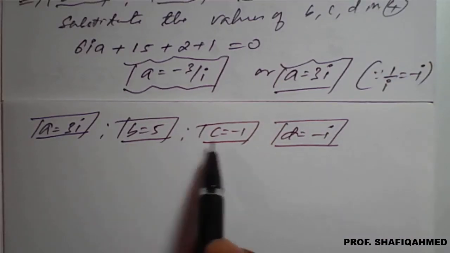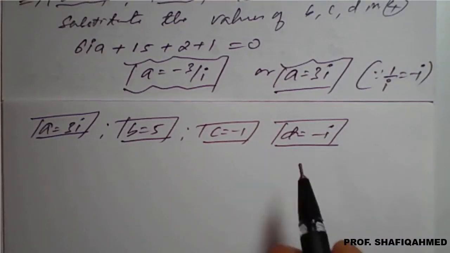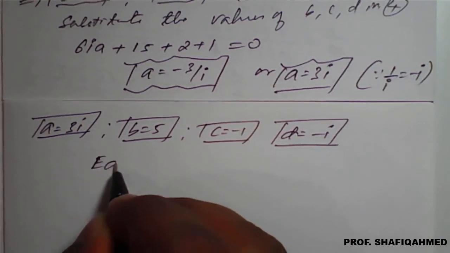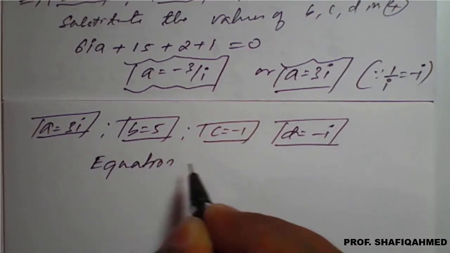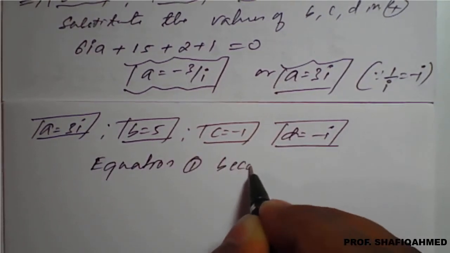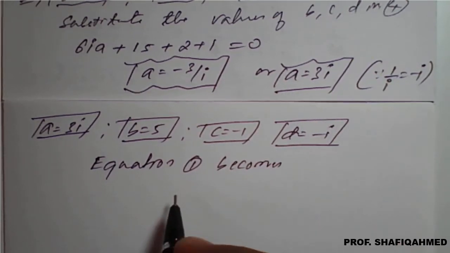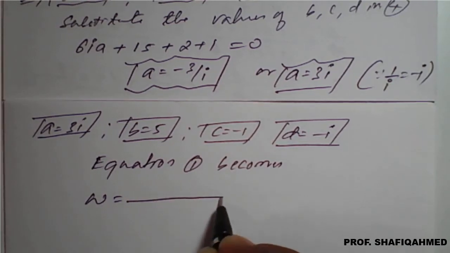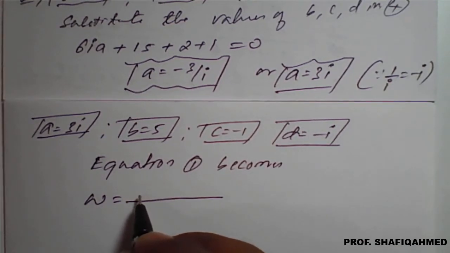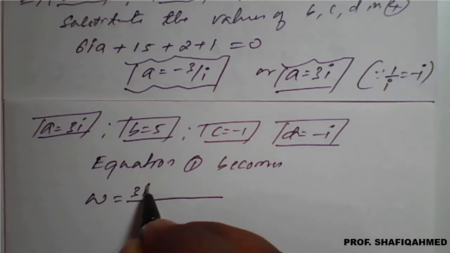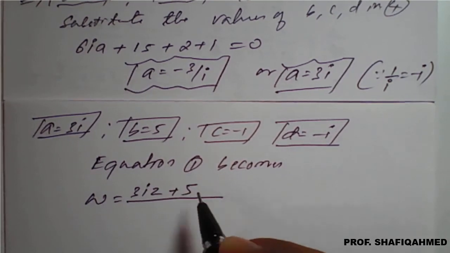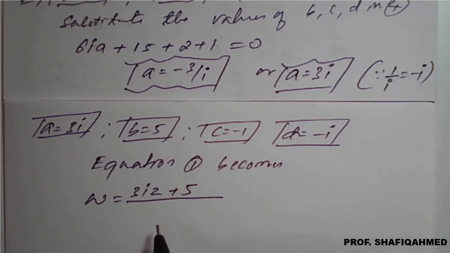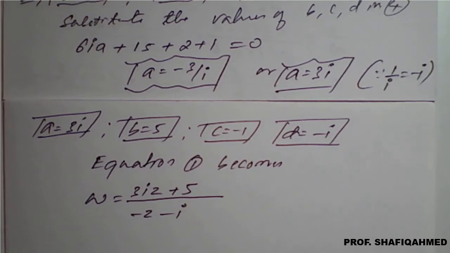Once we get the A, B, C, D values, we have to apply them in equation number 1. So equation 1 becomes W is equal to, on applying the values of A, B, C, D, 3iZ plus 5 divided by minus Z minus i.